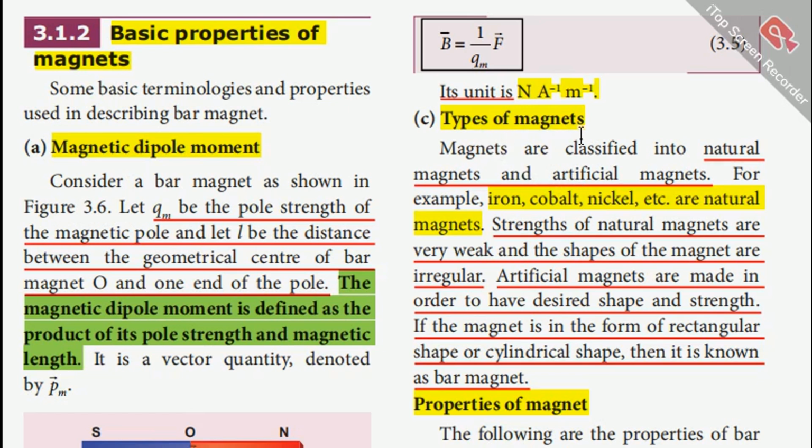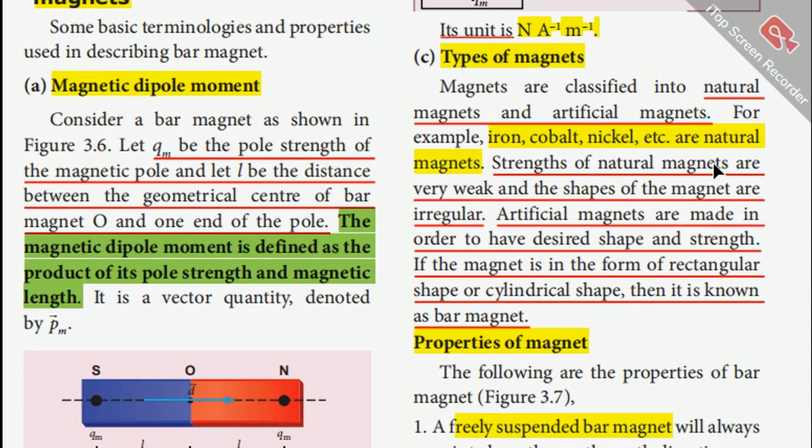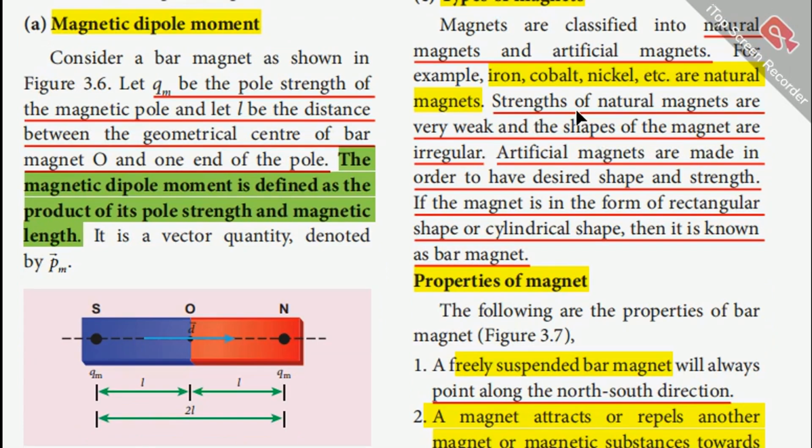What are the types of magnets? Usually the magnets are classified into natural and artificial magnets. The examples for natural magnets are iron, cobalt, nickel, etc. The strengths of natural magnets are very weak and the shapes of the magnet are irregular, whereas artificial magnets are made in order to have desired shape and strength. And if the magnet is in the form of a rectangular shape or cylindrical shape, then it is known as a bar magnet, like this.